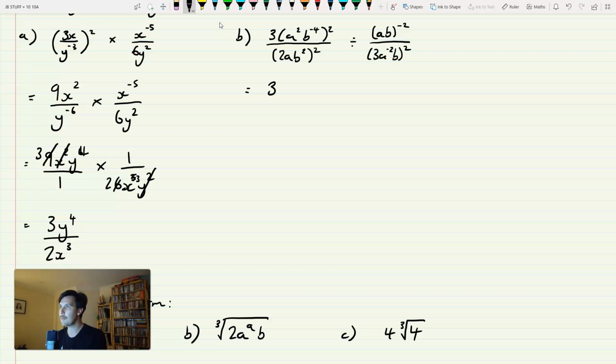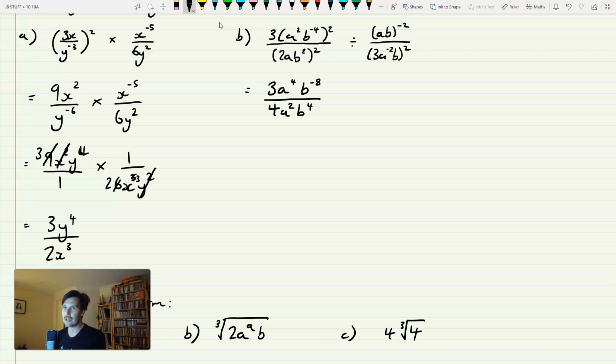I'm going to start by removing the brackets. So I've got 3 multiplied by, and then in brackets, a to the power 2, b to the power negative 4, all squared. So if I get rid of that bracket, I'll have a to the power 2 times 2, which is a to the power 4. b to the power negative 4 times 2, which is b to the power negative 8. And again, I'll get rid of the bracket on the bottom. 2 to the power 2 is 4. And then I'll have a squared and b to the power 4 as well.